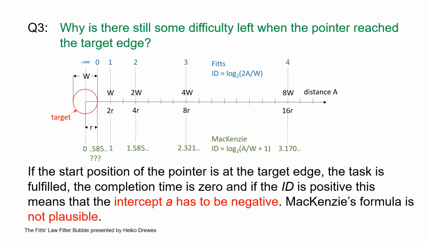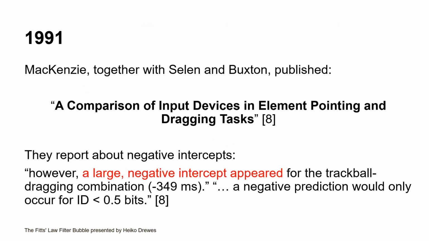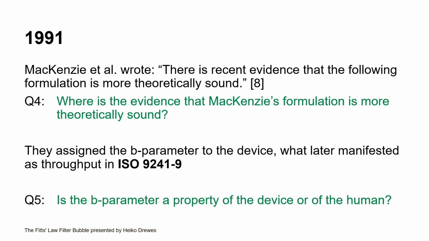There's a lot of confusion around negative intercepts in the HCI literature. In 1991, MacKenzie, together with Sellen and Buxton, published a comparison of input devices in element pointing and tracking tasks, where they report about negative intercepts. Additionally, they claim that there is recent evidence that MacKenzie's theory is more theoretically sound. Scientists should not confirm themselves, and my question is, where is the evidence?